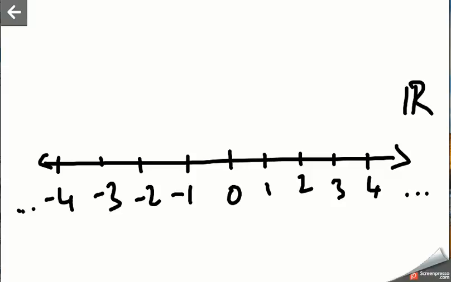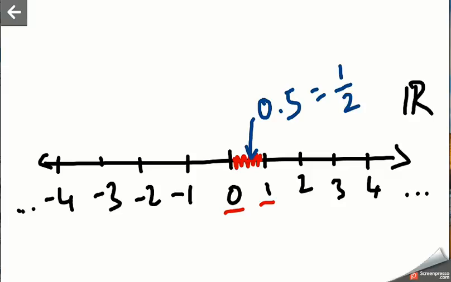Goes on forever. But not only that though, I'd just like to draw to your attention, take any two numbers. I've chosen 0 and 1. There are infinitely many numbers between 0 and 1. All of these guys here are real numbers, and there are infinitely many of them. For example, in the middle of 0 and 1, we got 0.5, which is the same as a half. Now in the middle of 0 and 0.5, we've got 0.25. So 0.25 is halfway between 0 and 0.5.